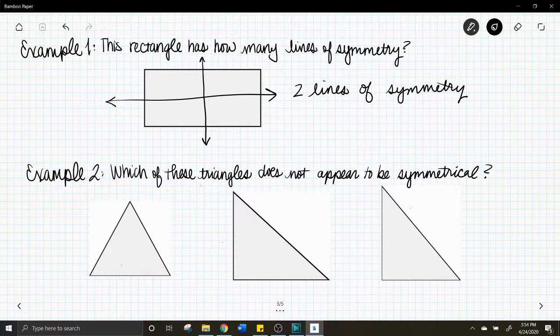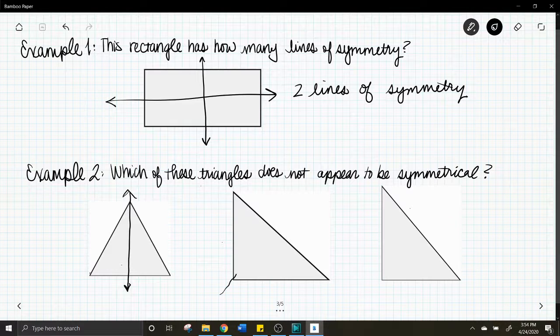All right, example 2. So look at these three triangles. The question is, which of these triangles does not appear to be symmetrical? So in order to do this, we're going to draw our lines of symmetry. And one of the best ways to draw our lines of symmetry is to just choose one of the vertices and draw a straight line that goes through that vertex and is perpendicular to the opposite side. All right, so go through the vertex and go perpendicular to the opposite side. Through the vertex, perpendicular to the opposite side.